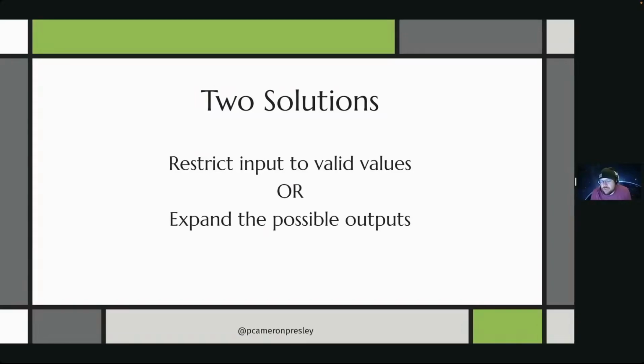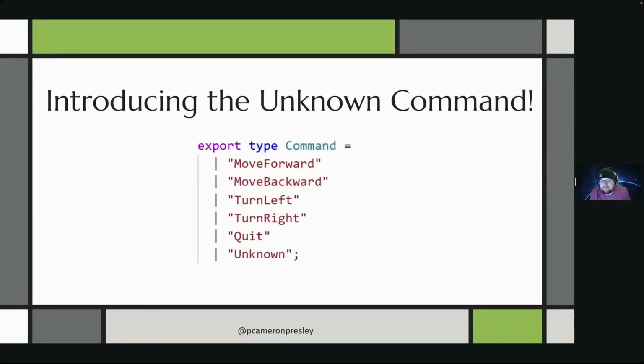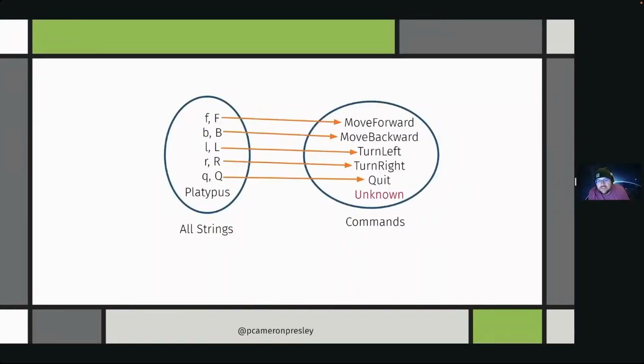Now, in some languages, you would use null. Maybe you would add a maybe type or something like that. But in this case, we're going to make it real simple. We're going to update our command to have a new option called unknown. And with our command updated for unknown, we can now update our mapping to say that not only is platypus going to go to unknown, but in fact, all strings, if it's not F, B, L, R, or Q, are going to get mapped to unknown.